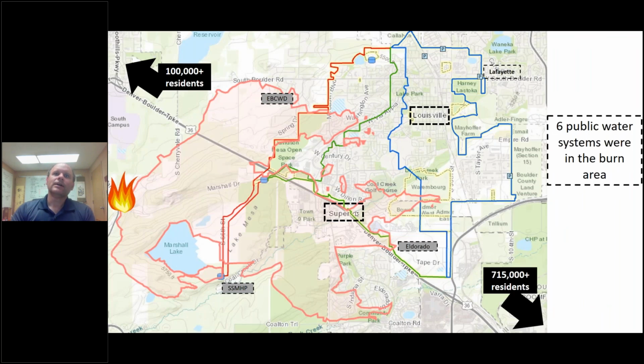And so there were 6 public water systems that were impacted, and they are the city of Louisville, the town of Superior, the city of Lafayette, which are those dotted lines, but then there were a couple others. So East Boulder County Water District, which is up there on the left, Sans Souci Mobile Home Park, which is down there on the left, and then El Dorado Artesian Springs, which is on the right-hand side as well. And so these systems were impacted by the fire.